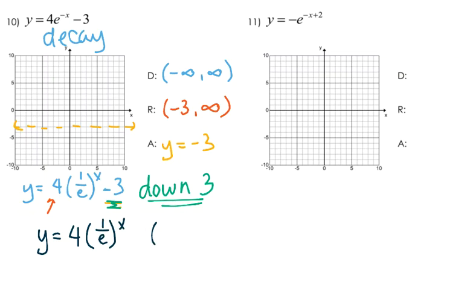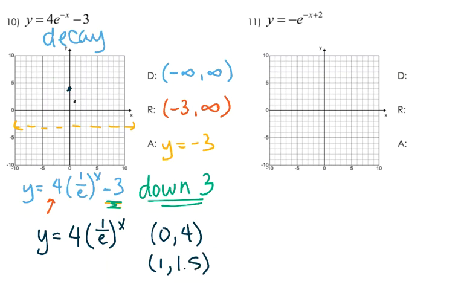So I'll plug in 0. Anything to the 0 power is 1, so even if it's 1 over e, 1 times 4 is 4. There's my first ordered pair. And then the other point I usually like to pick is I like to plug in 1. Again, use your calculator on this. 1 over e to the first power, was that like about 0.3 something, 0.4? And then times 4, I got, hang on, about 1.5. It was like 1.47. So I'm going to plot that point.